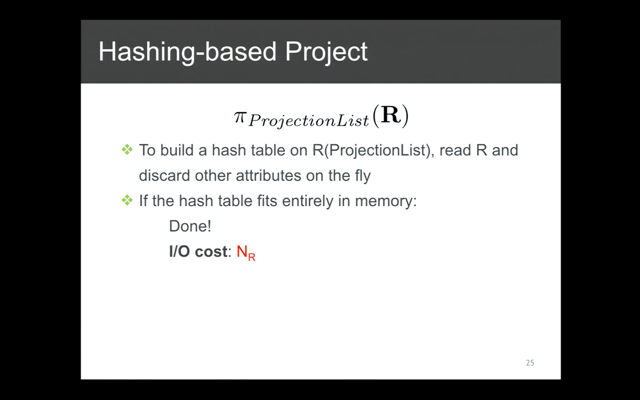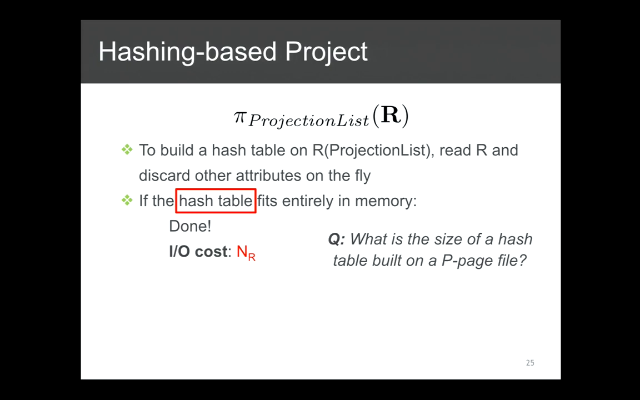However, if the hash table doesn't fit in memory, then what do you do? For that, we need to understand what is the size of the hash table. Okay, so if I give you a file of some size and I want to build a hash table on that file, what is the size of the hash table? And then you have to compare against how many buffer pages do I have? Does the hash table fit onto that? And so what is the size of a hash table on a, say, p-page file?